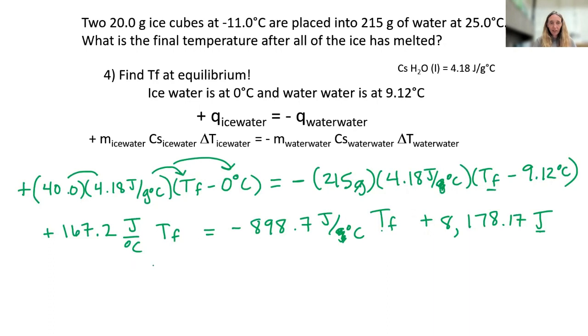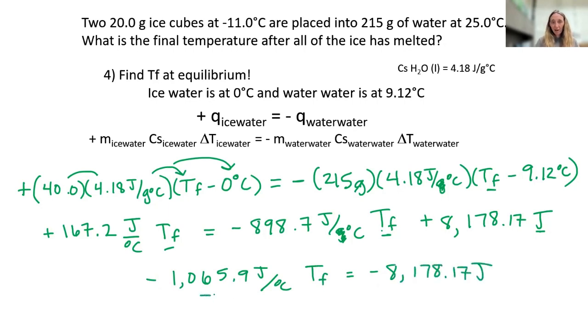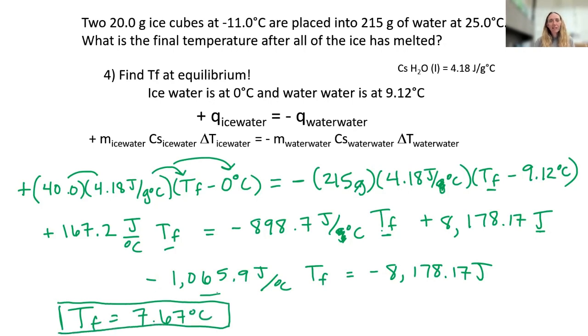Okay, so I'm getting my T_Fs on one side and my joules on the other, and I have a negative 1065.9 joules per degree Celsius T_F equals negative 8,178.17 joules. Now I'm going to divide by this number to get T_F by itself. And my final temperature is going to equal 7.67 degrees Celsius. Okay, using significant figures, it's probably like 7 total or 7.7.